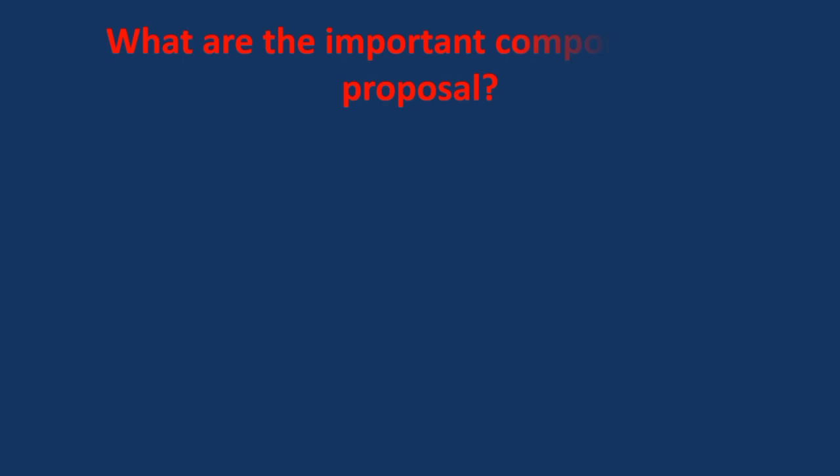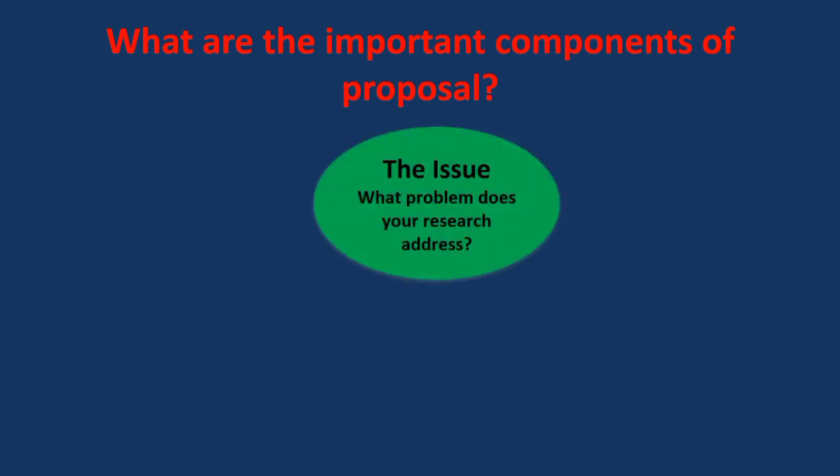A typical research proposal should have some components, and I'm going to talk about these 3 components that a typical research proposal must contain. So the first thing that a typical research proposal must contain is the issue. So the issue is the problem at hand. In other words, the problem that your research seeks to address.